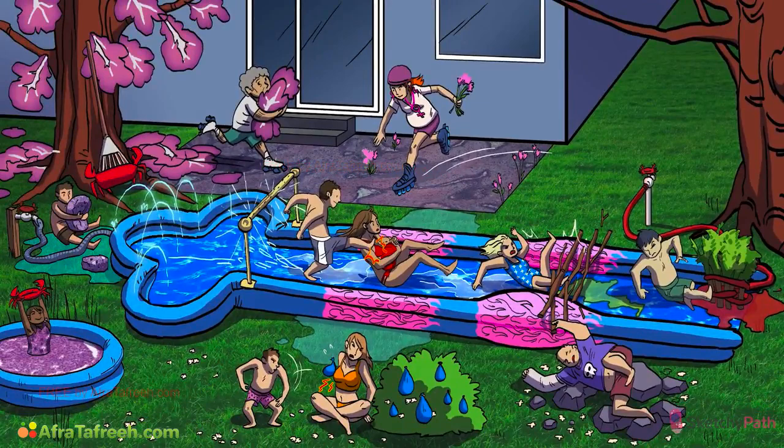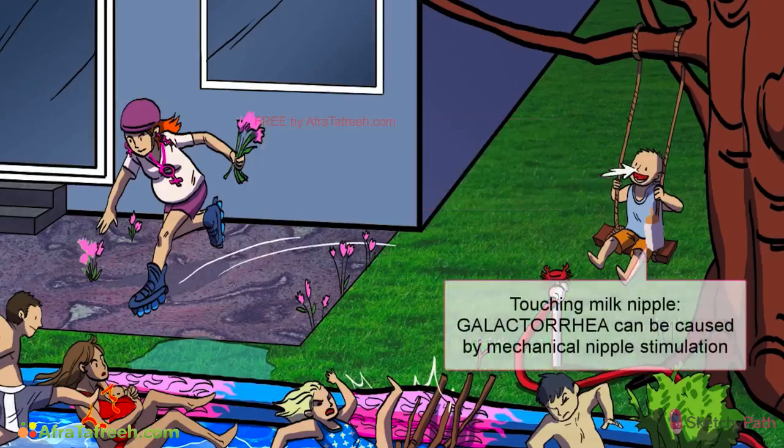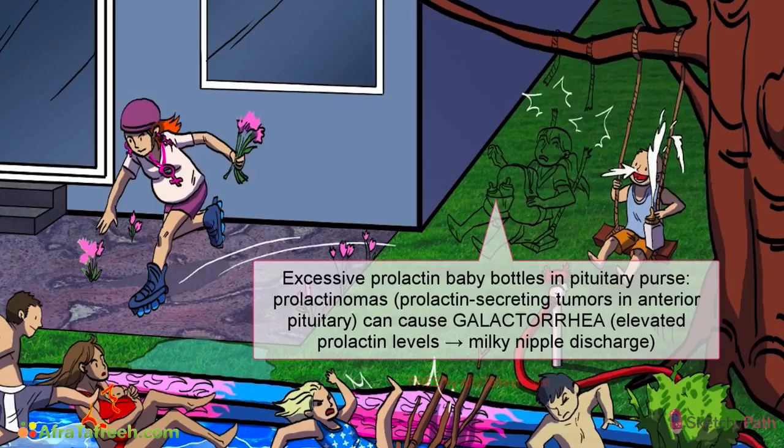Abnormal milk letdown is known as galactorrhea, and it can be associated with a number of pathologic conditions. Let's quickly go through them before we finish up. Officially, galactorrhea is defined as bilateral milky discharge unrelated to breastfeeding. One of the most obvious causes of galactorrhea, of course, is mechanical stimulation of the nipple, just like what the kid is doing to that bottle. Galactorrhea can also be caused by elevated prolactin levels, i.e. hyperprolactinemia. Hyperprolactinemia may be secondary to a prolactinoma, which is a tumor of the lactotroph cells in the anterior pituitary, as depicted by this overload of prolactin baby bottles stuffed into that pituitary diaper bag.